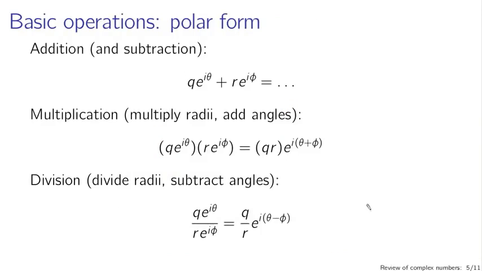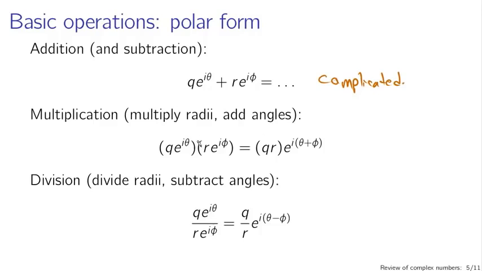Now, in polar form, addition and subtraction, well, they're complicated. Under most circumstances, if you have two complex numbers given in polar form, it's easiest just to convert to rectangular form and add them together there. Multiplication and division, though, in polar form have very nice expressions.